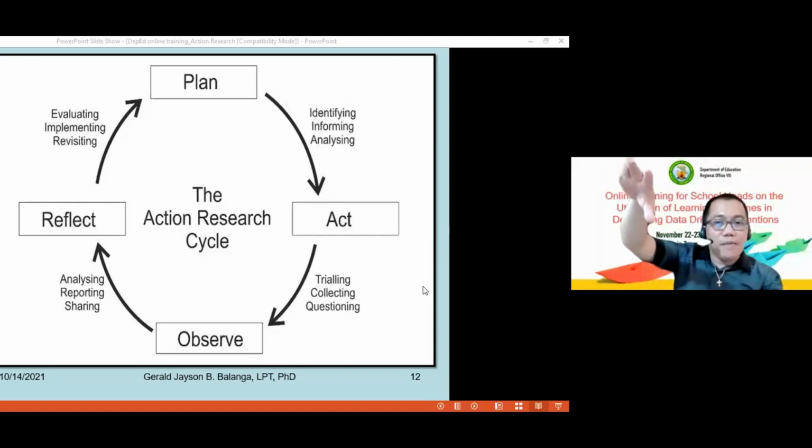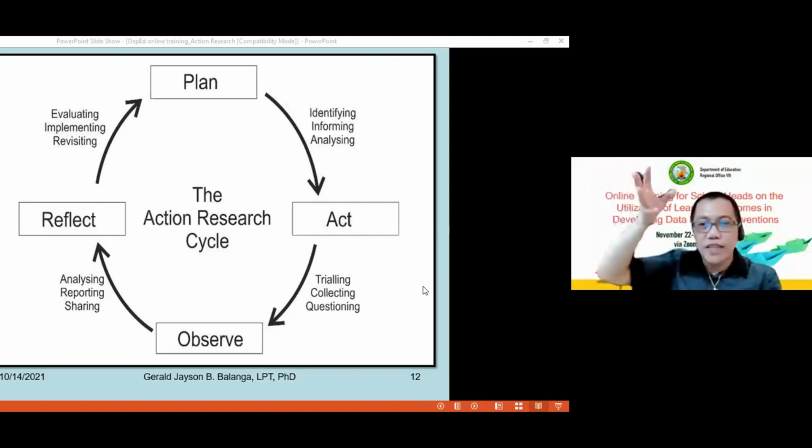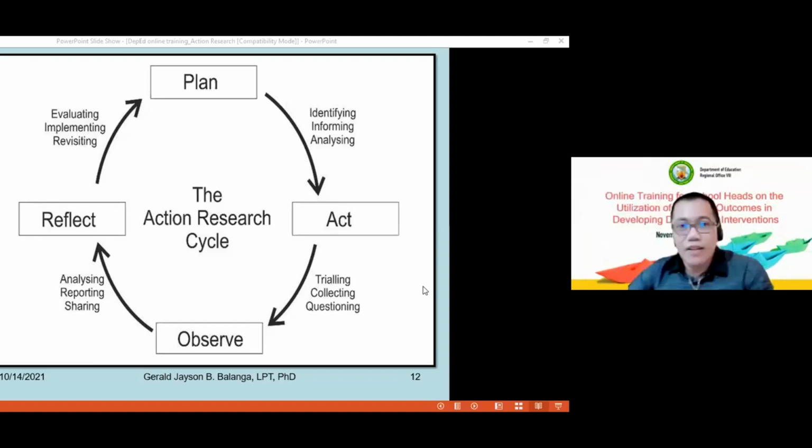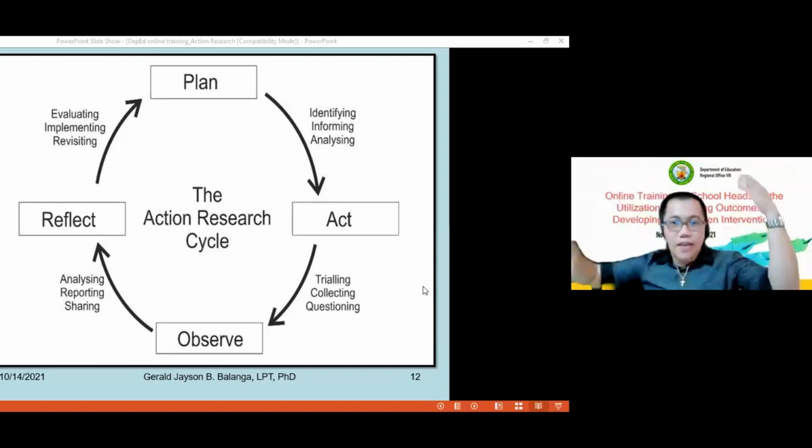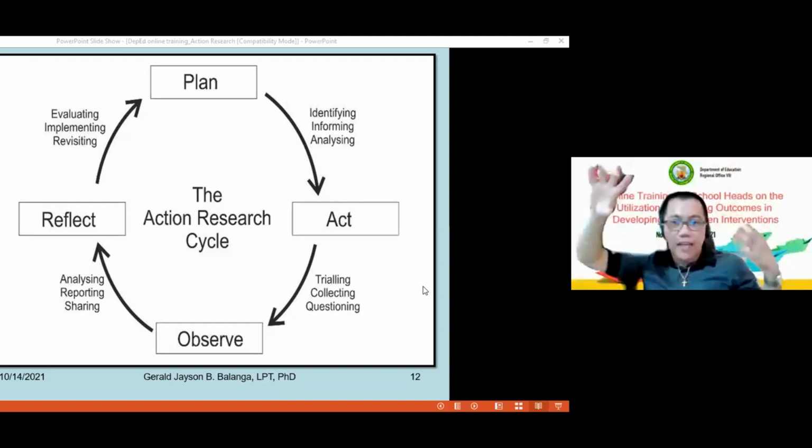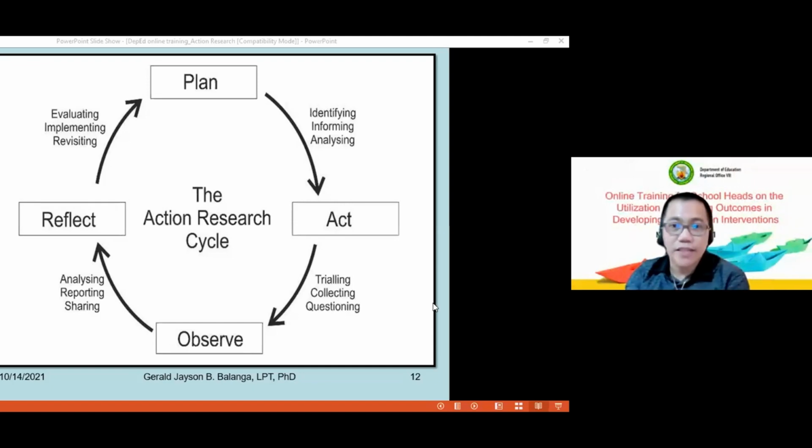So in acting, you implement the intervention. Part of that is you collect data. Anong nangyari doon sa kanilang numeracy skills when you implemented the intervention? So you did observation. Then you reflected on the findings. And then, is there a need to revisit, implement, or evaluate? That's why it's a cycle. Kasi pag hindi pa nag-work ang intervention, you gather data again. There's time that you can establish really its effectiveness.